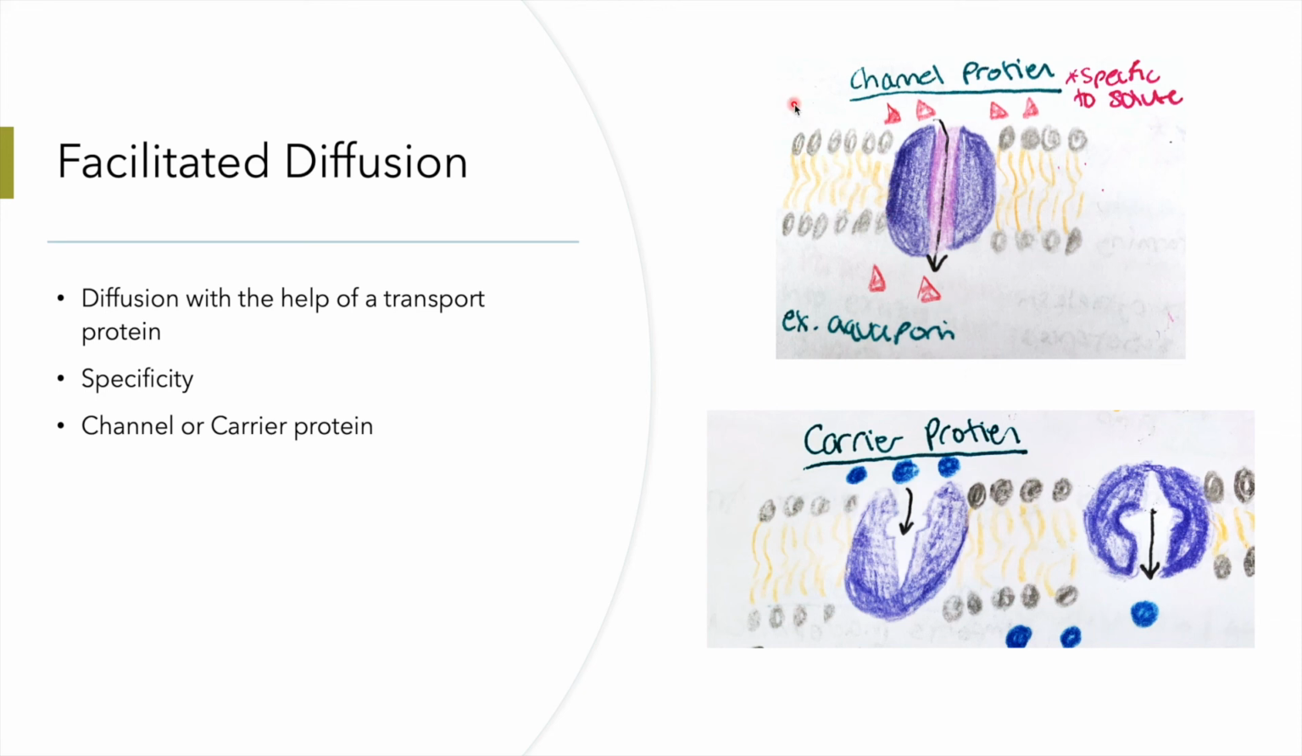Channel proteins act as selective channels specific to a certain solute. An example of facilitated diffusion is aquaporins. Water can cross the membrane on its own. However, this diffusion is too slow. Aquaporins are transport proteins that allow the crossing of water, and thus they increase the rate of diffusion.